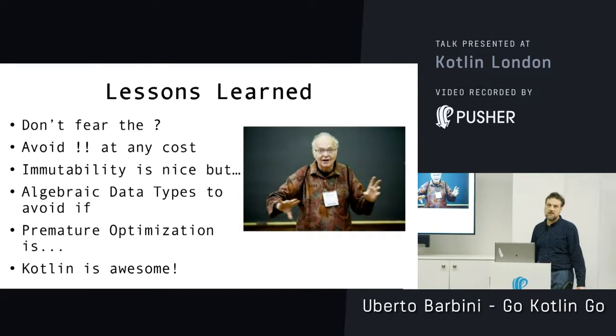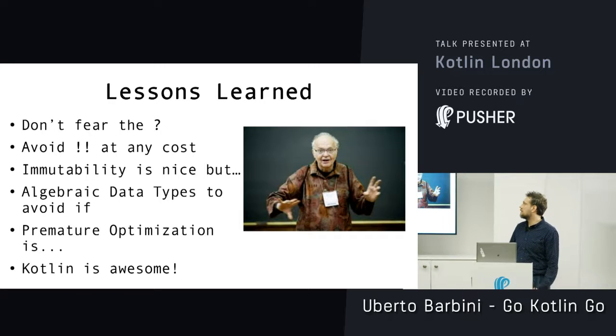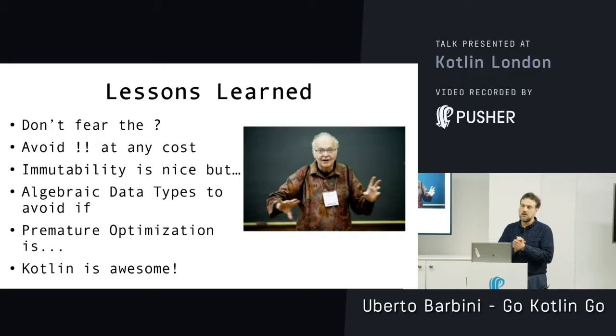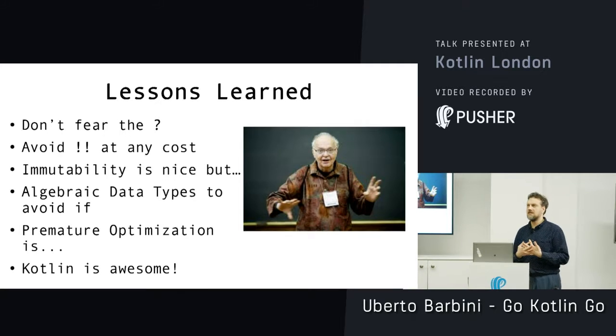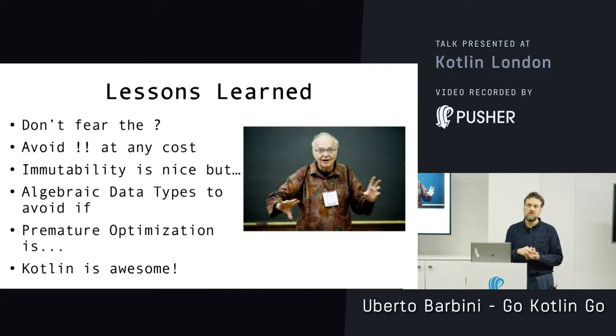Okay, a bit of lessons learned so far. About the question mark types: at the beginning, also because I had some experience with Groovy, where using the question mark is not such a good idea, I was a bit scared to use the question mark in Kotlin. But then I completely changed my mind. I think nullable types are really good things.